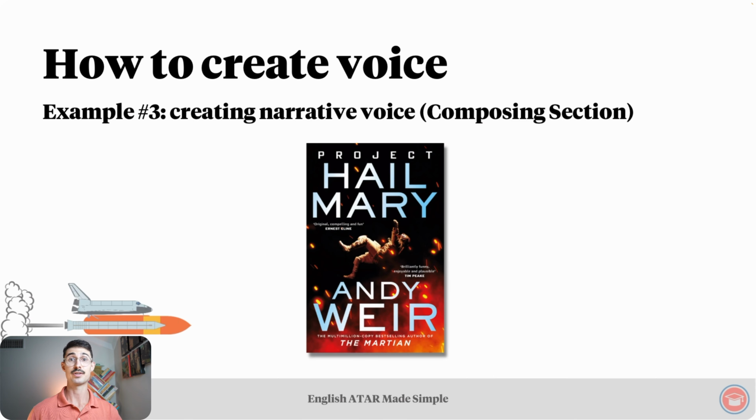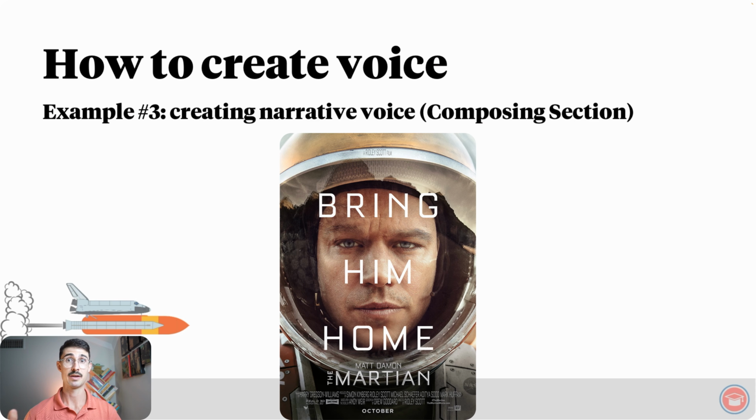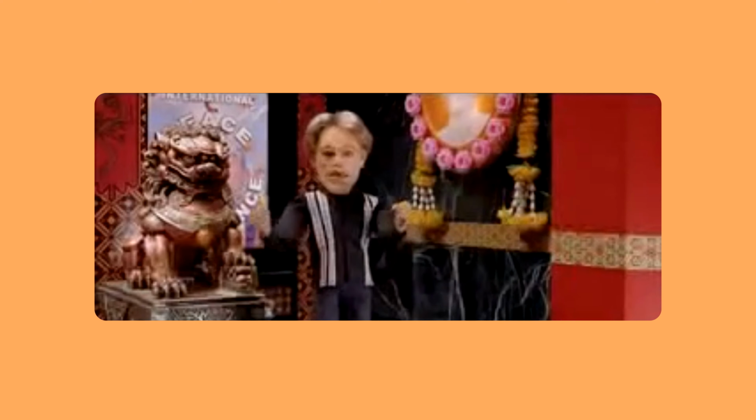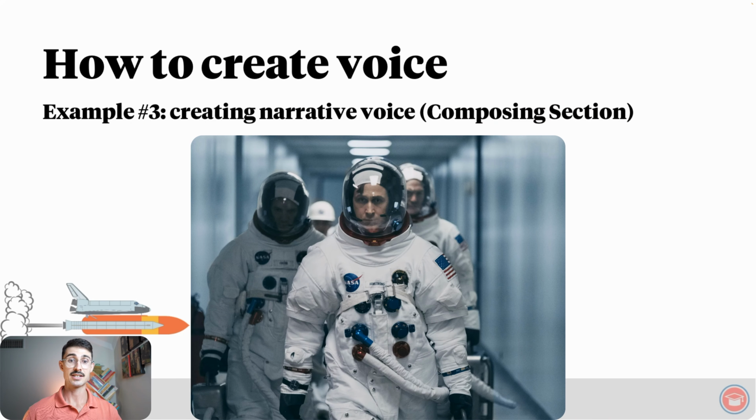And we're going to look at this sample text. It's called Project Hail Mary, written by Andy Weir. Andy Weir is the guy who wrote The Martian, and then The Martian was adapted into a movie directed by Ridley Scott, and it had Matt Damon in it. Matt Damon! Project Hail Mary is currently being adapted into a movie with Ryan Gosling, and I'm very excited for that movie to come out. It might have come out by the time you're watching this.